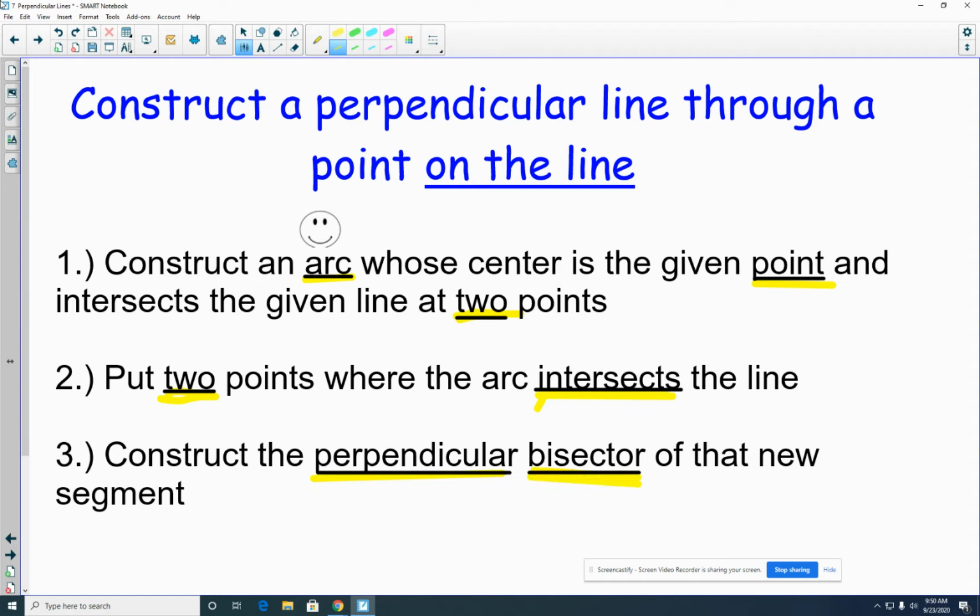You're done. So smile through the line, perpendicular bisector. Make sure you put arrows at the end because the lines are perpendicular.